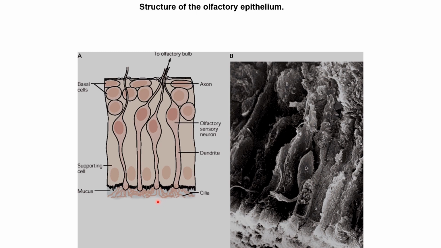When the odorants bind to the receptors, they indirectly result in opening of some ion channels that changes the membrane potential inside the neurons, and that results in generation of action potentials that are carried by the axons of these neurons to the olfactory bulb.